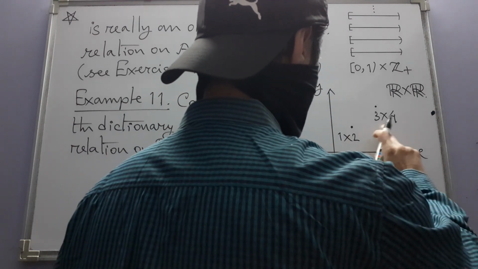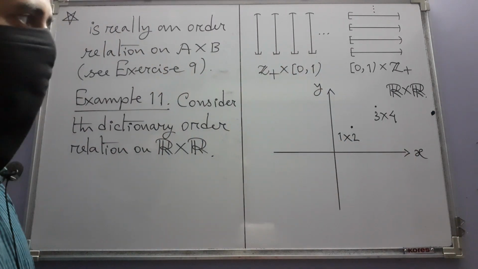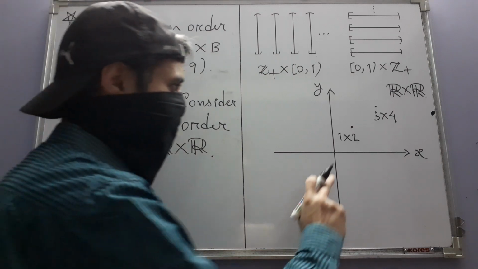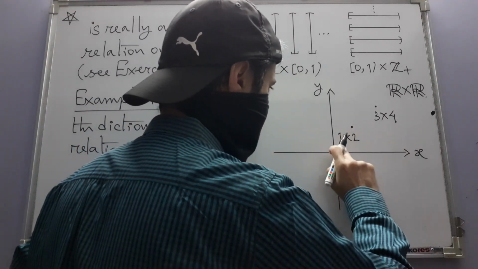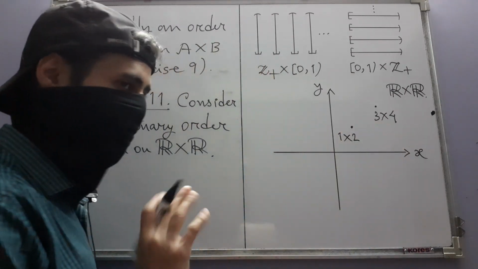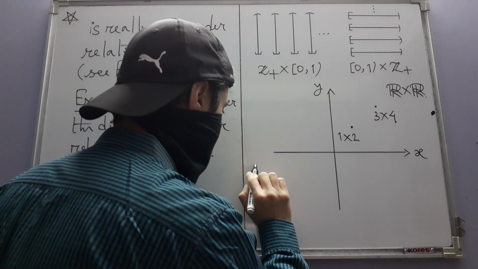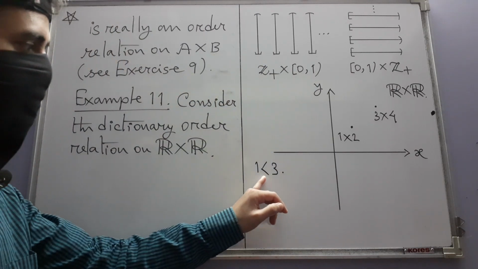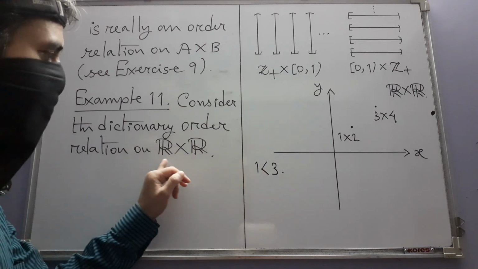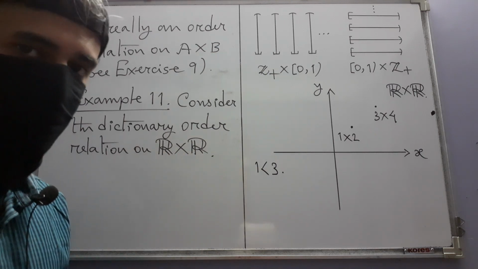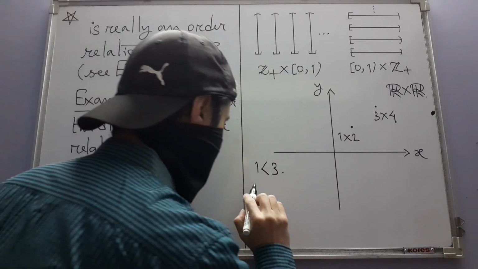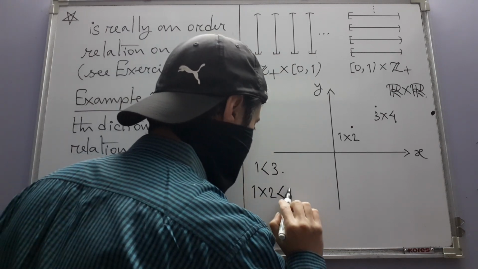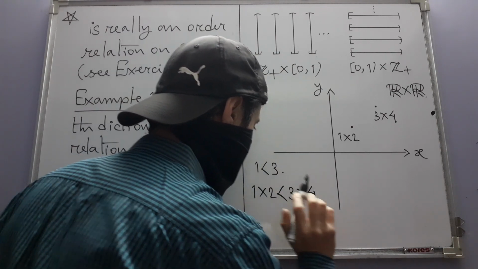Now, which one of them is smaller and which one is larger according to the dictionary order? Note that the first coordinates 1 and 3 are not the same, and 1 is actually less than 3 in the ordinary order we have on R. So, by the definition of dictionary order, this is less than 3 times 4.